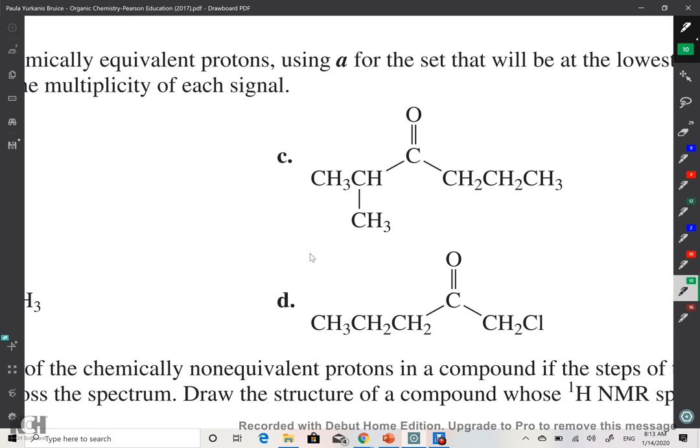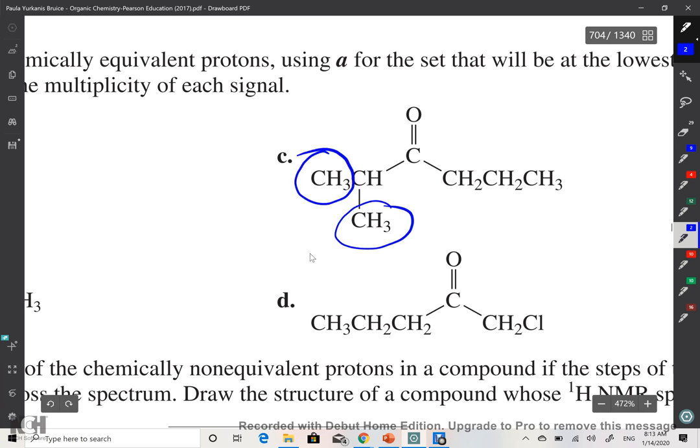What about C? In C, this and this will be chemically equivalent. They will give you one signal, the same signal. Is that okay? Do we have any other chemically equivalent protons? What about these guys here? What do you think? Would they be chemically equivalent? No, they will not be chemically equivalent because they don't have the same environment. In D, do we have any chemically equivalent protons? I guess no. They will all be different types of protons. Is that okay?